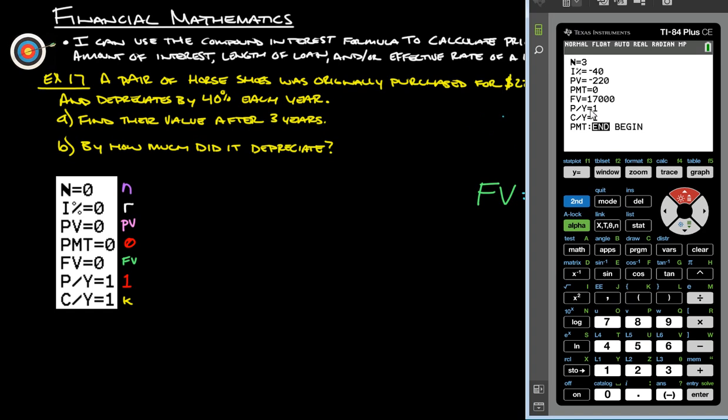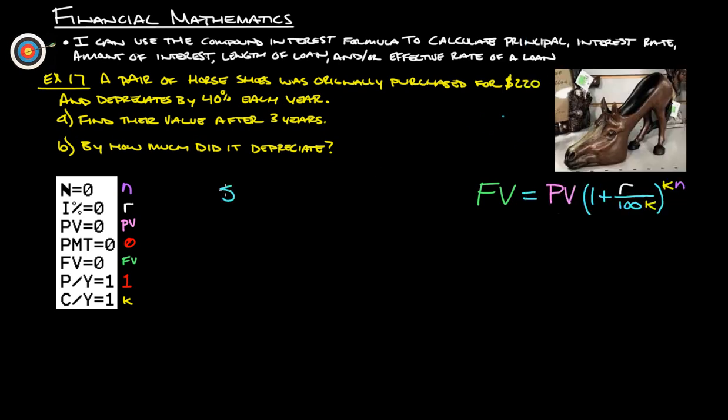Okay, so now we're going to want to calculate our future value. So highlight that, alpha, solve, and those shoes are going to be worth $47.52 after 3 years. Okay, and to figure out how much is depreciated, you would simply subtract, take 220 minus 47.52, and that's how much money that those shoes lost or depreciated by over that time. Okay.